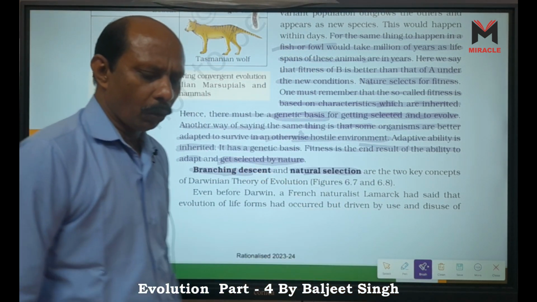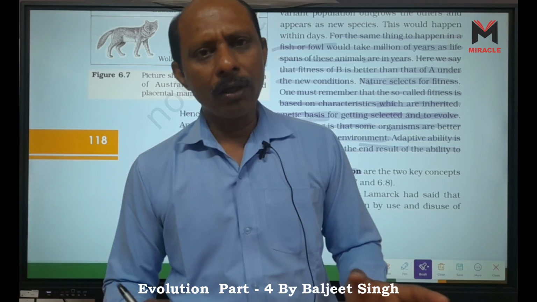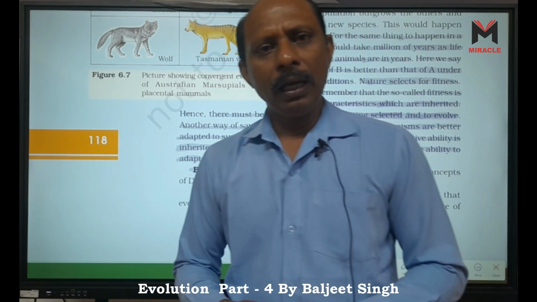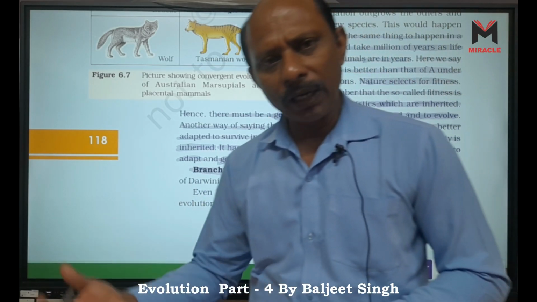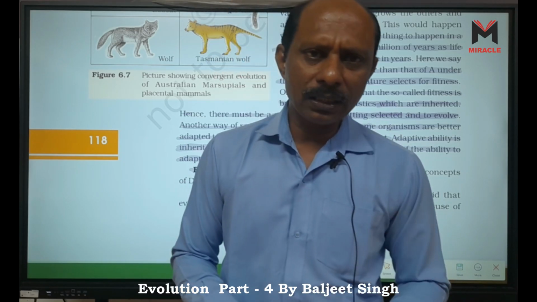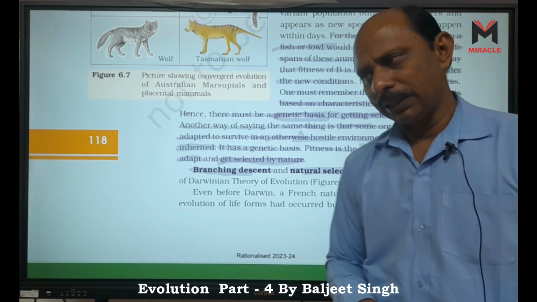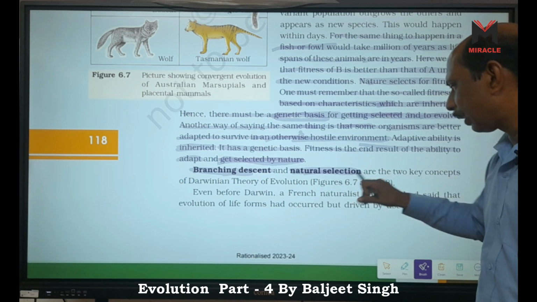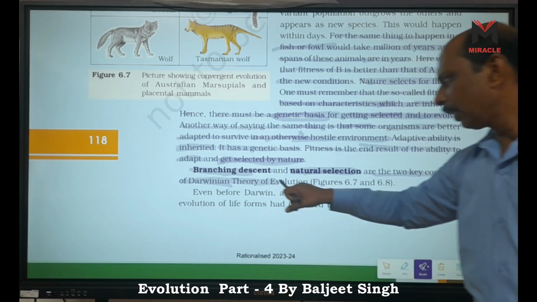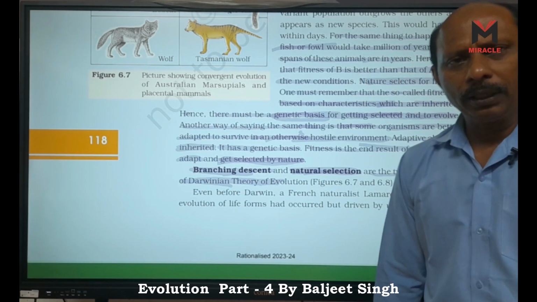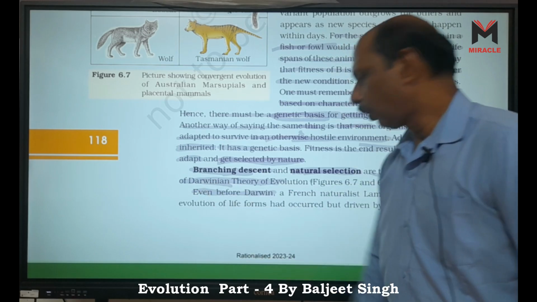And natural selection is, when different variations are found in different species, some adapt themselves according to nature. That means they can survive better than others. If they can survive, that is called survival of the fittest. And survival of the fittest means they are simply selected by nature. So branching descent and natural selection are the two key concepts of Darwinian theory. Here you understand, fitness means, according to Darwin, reproductive fitness, right? A figure is given here.